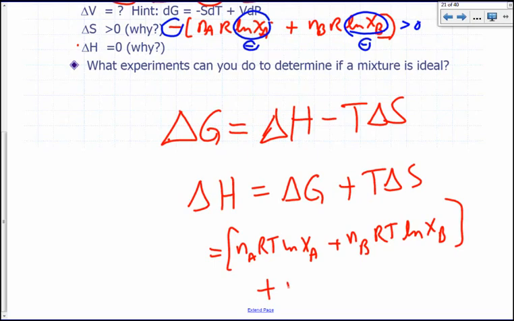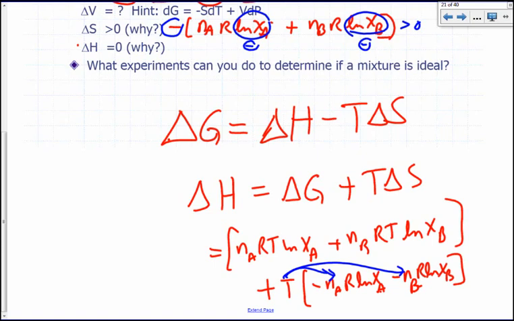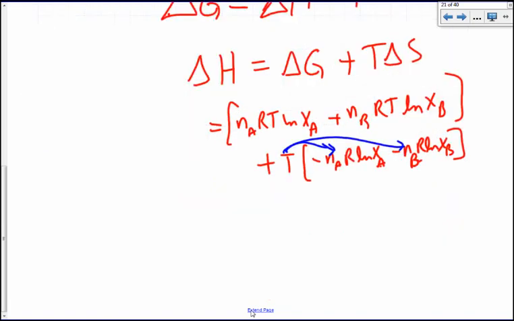Plus T times delta S, which is negative N sub A R ln x_A minus N sub B R ln x_B. But once you multiply that by the temperature, you can see that that will just give you 0. Okay? So delta H is just equal to 0.